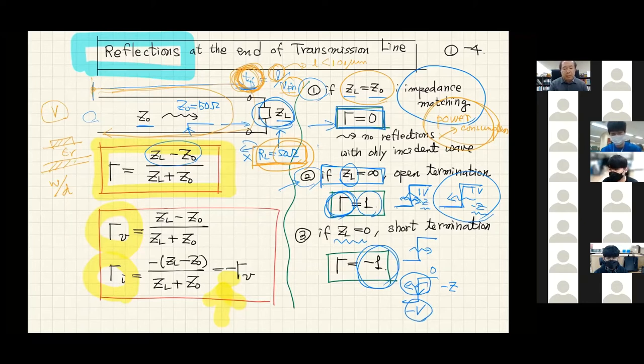So at the end of this slide, I would like to say that when we are designing high-speed circuits, reflection control is very, very important. Reflection control will control the delay time between source and receiver and the power consumption.